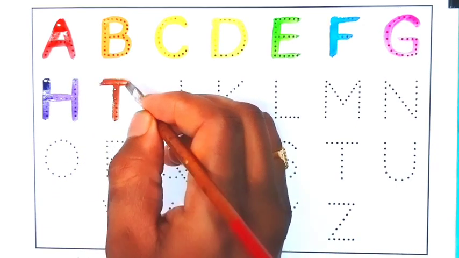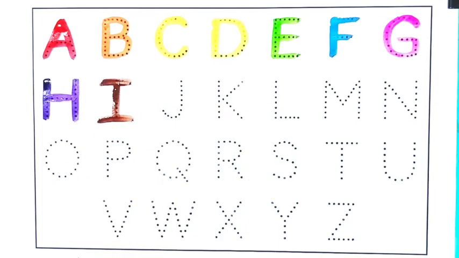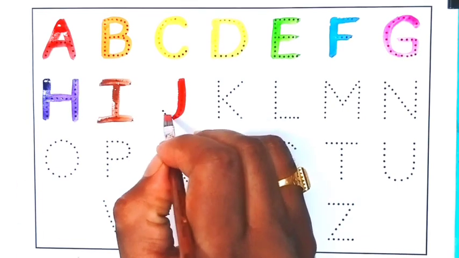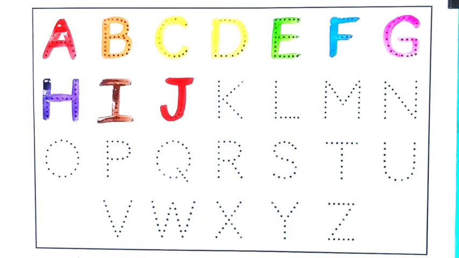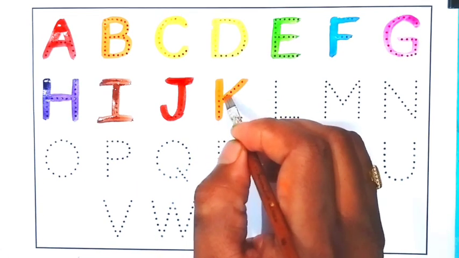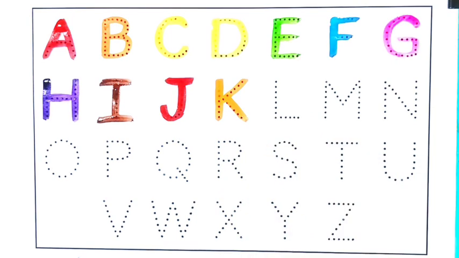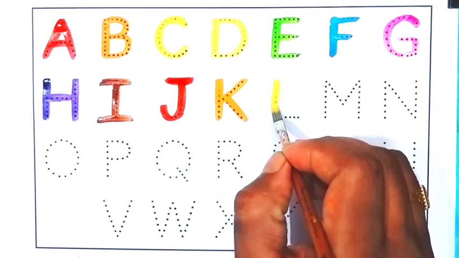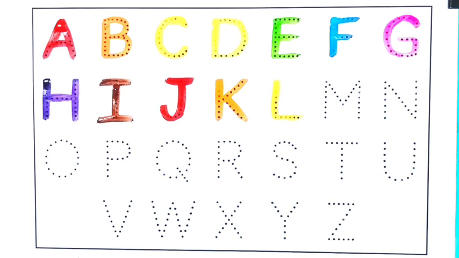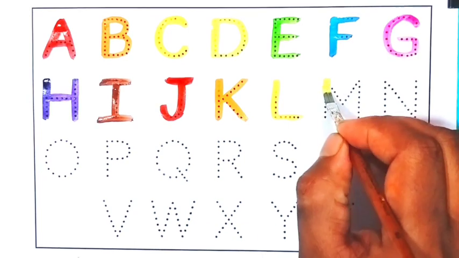I for insect. J for jelly. K for kite. L for leaf.